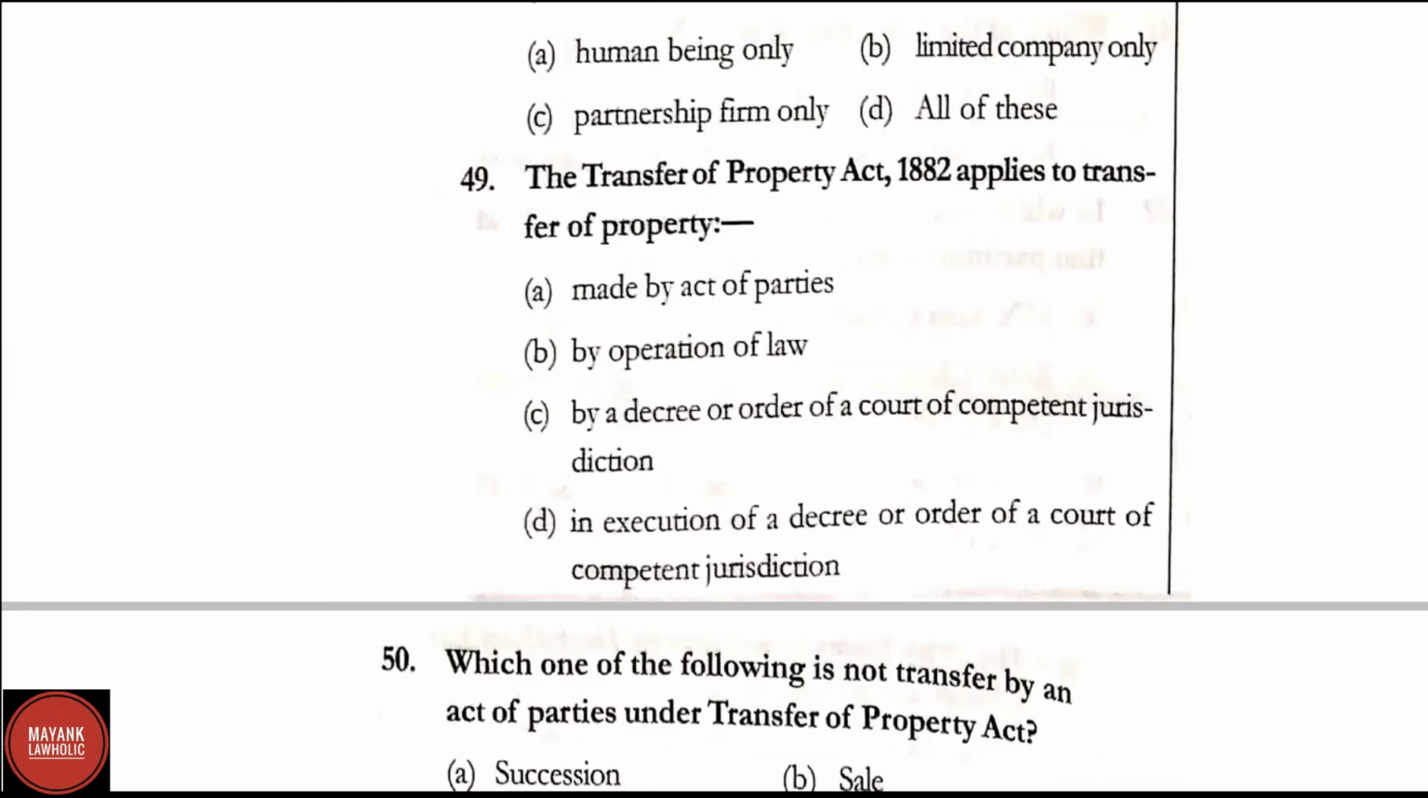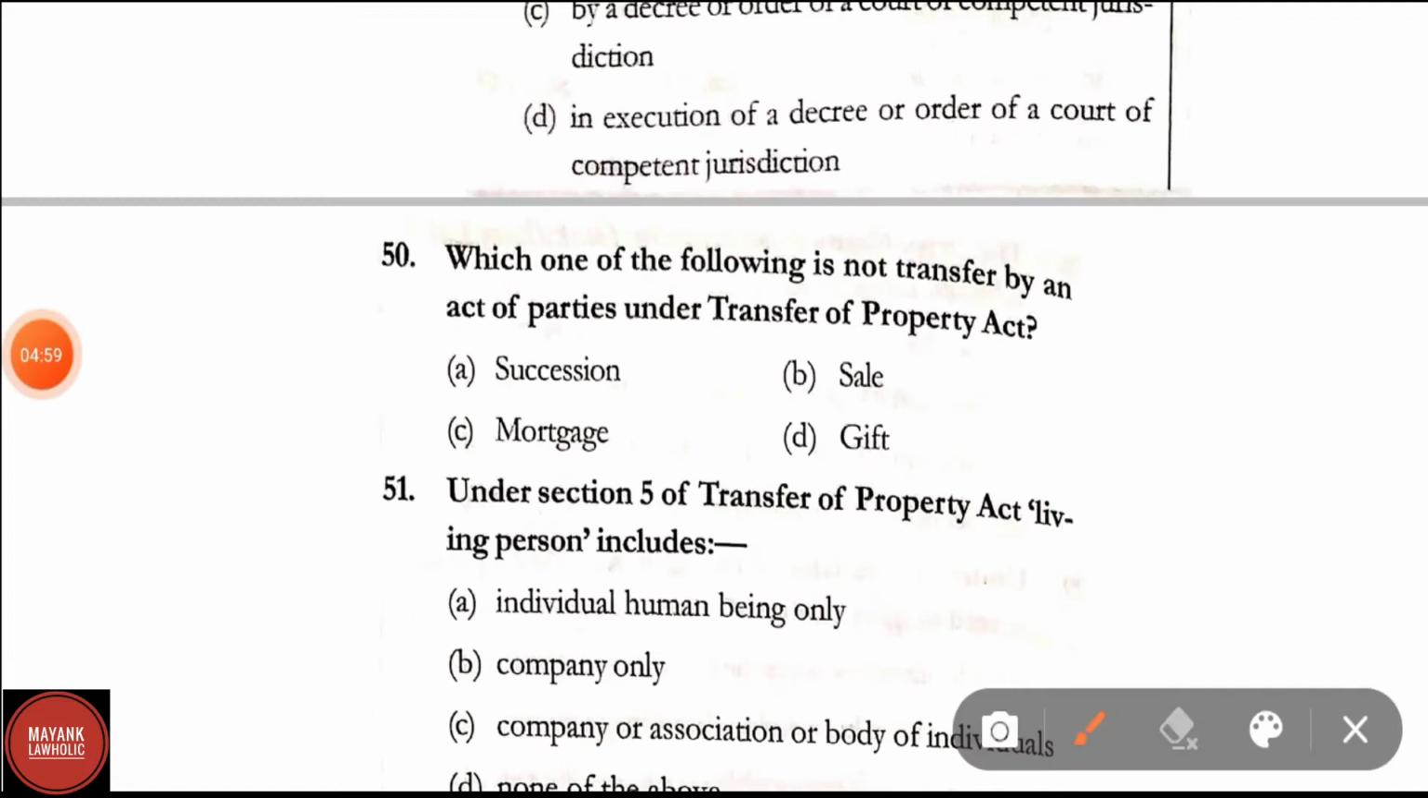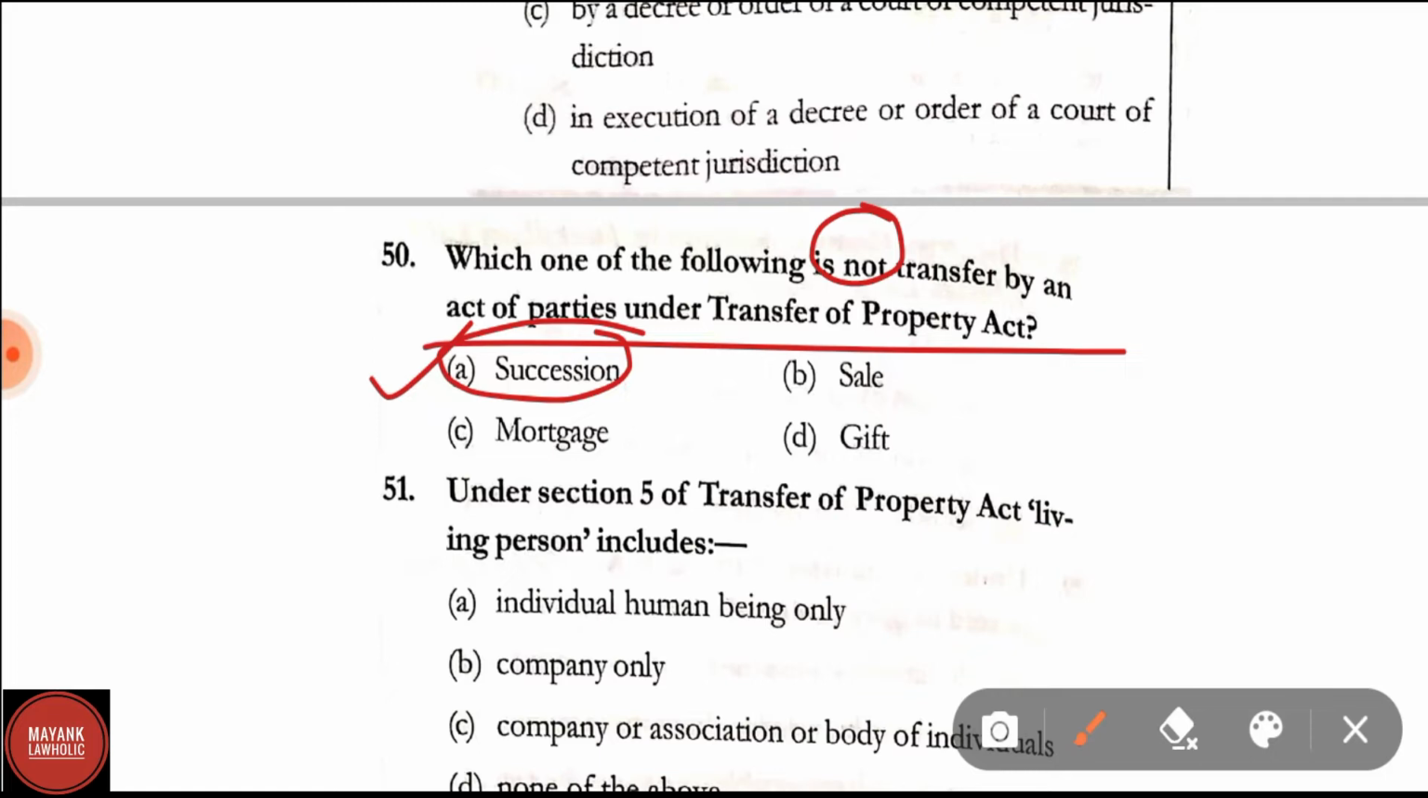Question number 49. The Transfer of Property Act applies to transfer of property made by act of parties, by operation of law, by a decree or order of a court of competent jurisdiction, in execution of a decree or order of a court of competent jurisdiction. Correct answer is option A, that is made by act of parties. Question number 50. Which one of the following is not transferred by an act of parties under Transfer of Property Act? Options are succession, sale, mortgage, gift. Correct answer is option A. Succession is not a transfer by an act of parties under TPA.